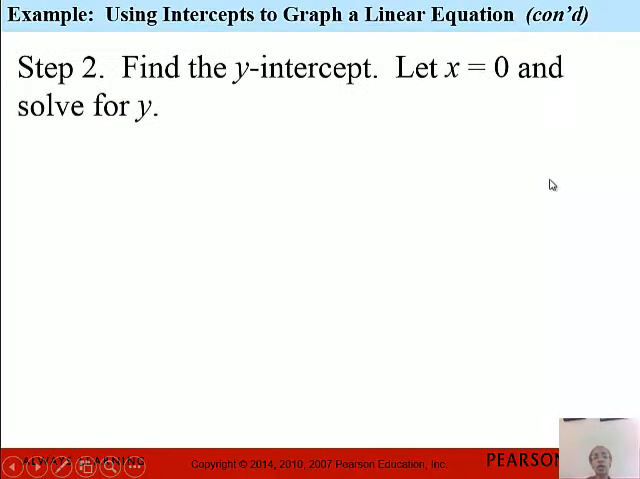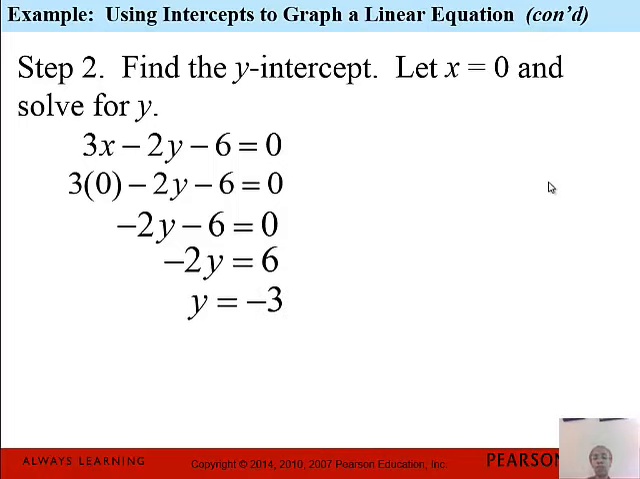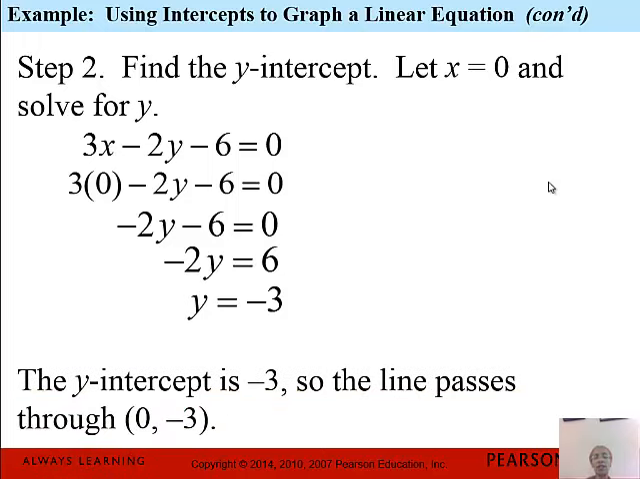Step 2 involves finding the y-intercept, and we do this by letting x equal 0 and solving for y. So we're going to replace x with 0, and we obtain negative 2y minus 6 equals 0. Let's add 6 to both sides to get negative 2y equals 6. Now let's divide both sides of the equation by negative 2 to get y equals negative 3. The y-intercept is negative 3, so the line passes through (0, negative 3).